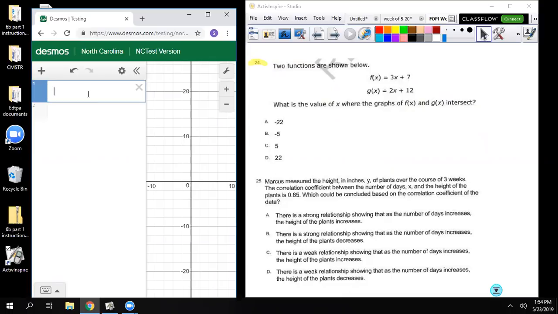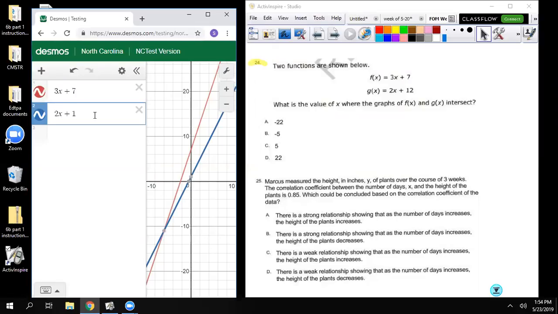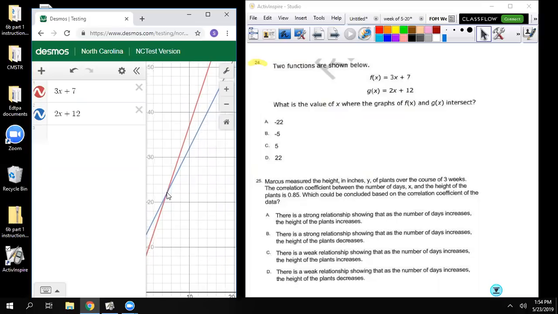We have f of x is equal to 3x plus 7, and we have g of x is equal to 2x plus 12. And we're just going to find that intersection point. So we're going to drag our graph, and we're going to click on the intersection point. And what is that x value? Well, that x value is going to be 5, because an ordered pair is always, always, always x comma y. Once again, an ordered pair is always written in the form x comma y. It's a common mistake, so please make sure that you are careful with that. So our answer choice would have been C.